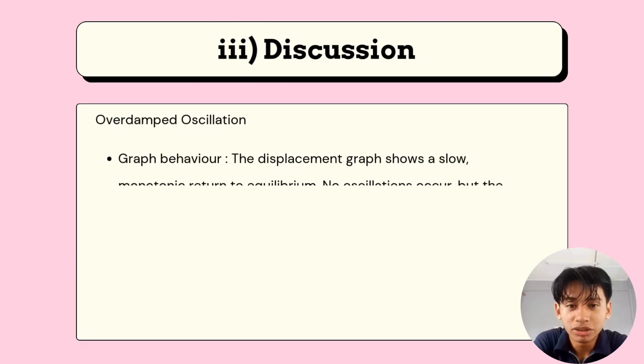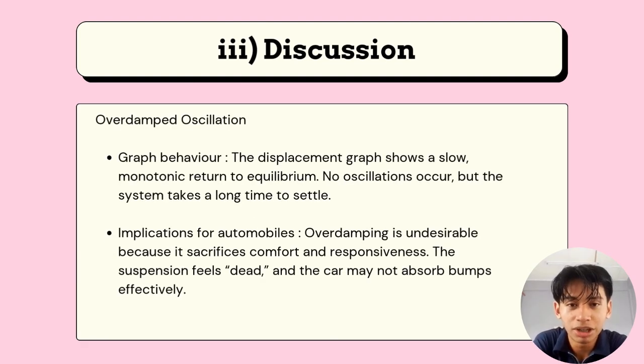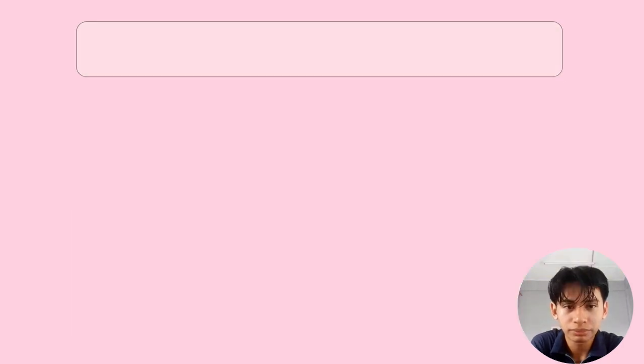Discussion: overdamped oscillation. Graph behavior: the displacement graph shows a slow return to equilibrium. No oscillation occurs, but the system takes a long time to settle. Implication for automobiles: overdamping is undesirable because it sacrifices comfort and responsiveness. The suspension feels dead, and the car may not absorb bumps effectively.